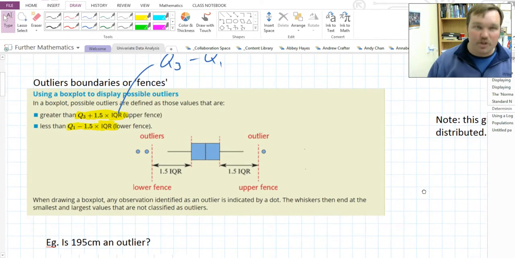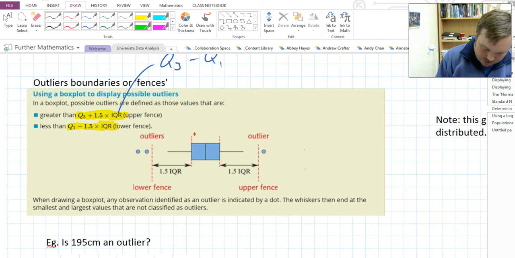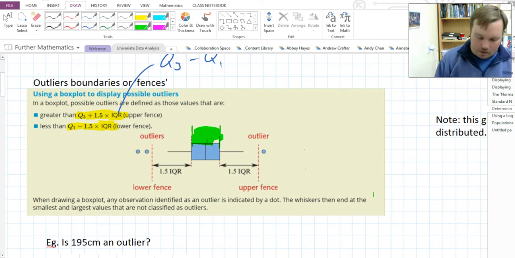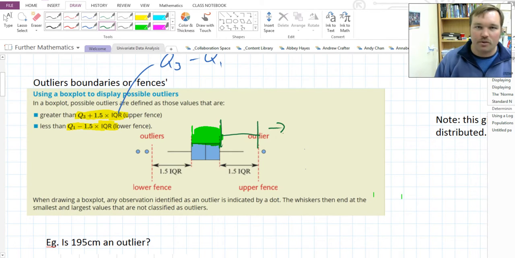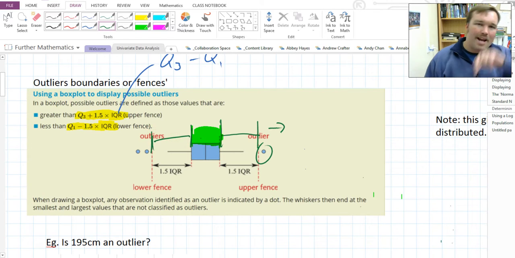So you can visualize it that if you take this distance on a box plot, multiply it by 1.5 and add it on, then anything beyond there is an outlier. And you'll note on your CAS calculators, when you plot a box plot, they'll automatically plot outliers looking like that. Similarly, 1.5 times the interquartile range this way, anything under that becomes an outlier.